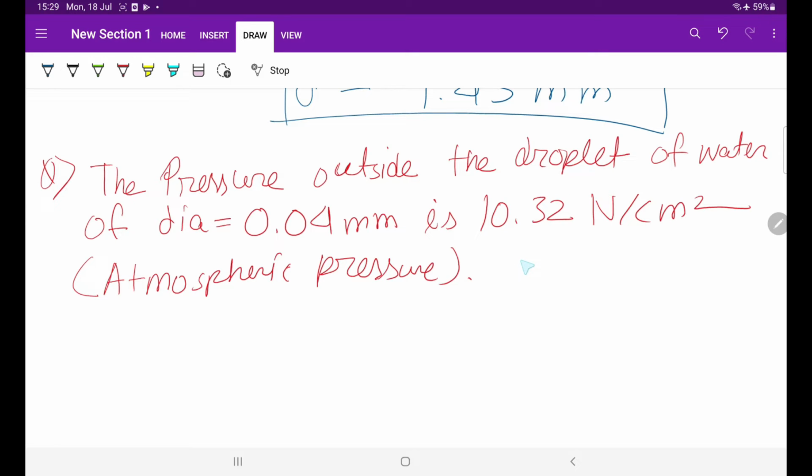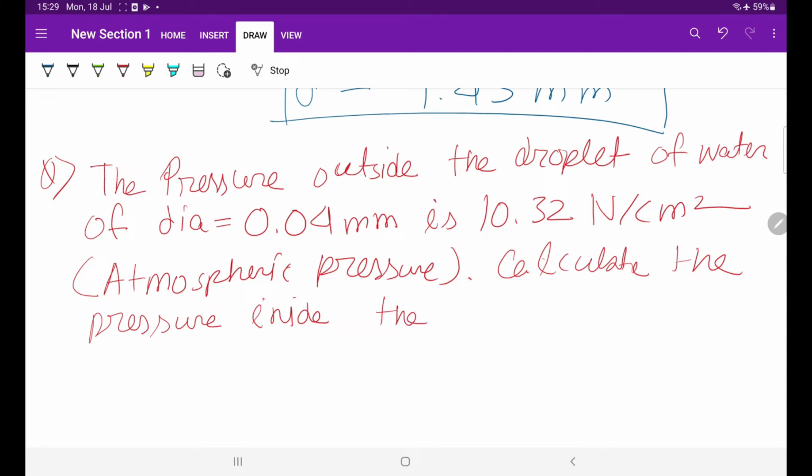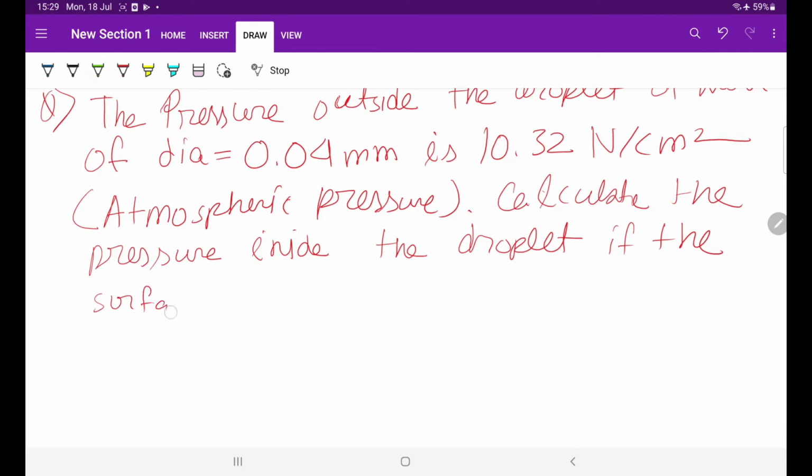So now calculate the pressure inside the droplet if the surface tension equals 0.0725 Newton per meter of water.